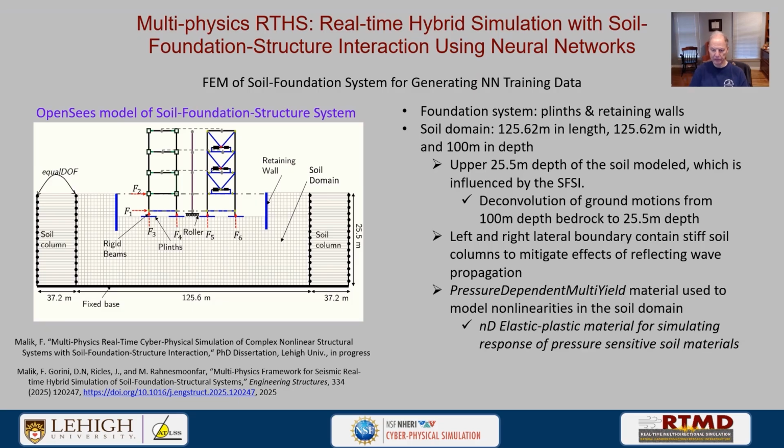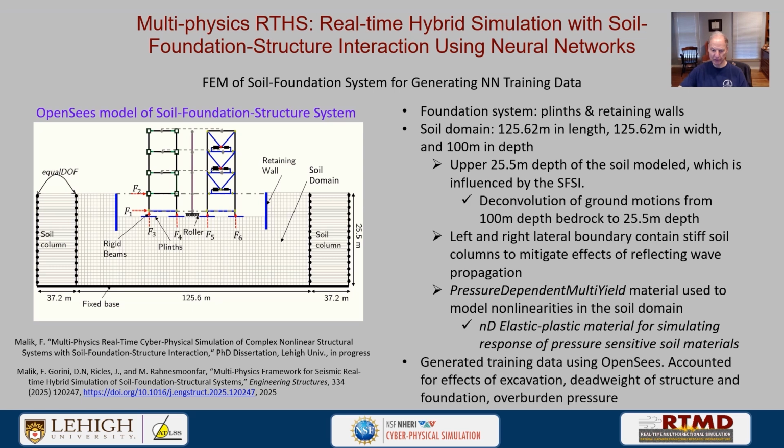The type of material for the soil is a pressure-dependent multi-yield material used to model nonlinear areas in the soil domain. You'll find this material class in OpenSees. We have the ND elastic plastic material for simulating response of pressure-sensitive soil materials. For generating the training data using OpenSees, we have to account for the effects of the excavation, the dead weight of the structure and the foundation itself, and the overburden pressure. So we're going to have to do this when we go through and develop the OpenSees model and then use it to obtain the training data.